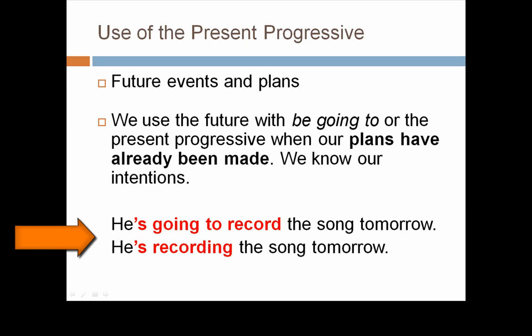Consider these two examples. He is going to record the song tomorrow. He's recording the song tomorrow. Both sentences have the same meaning. In both cases, the decision to record tomorrow has already been made.